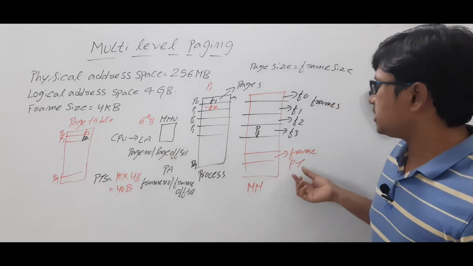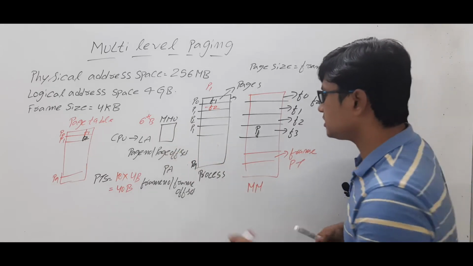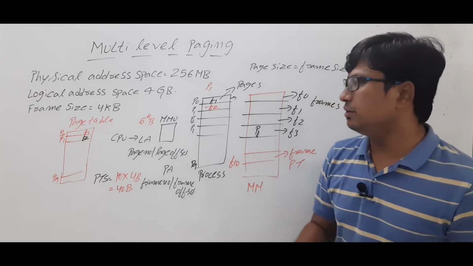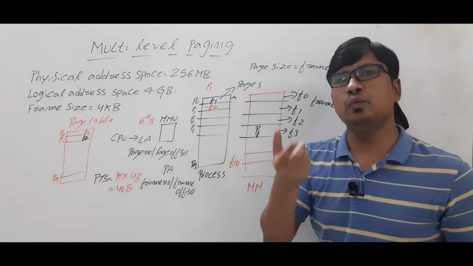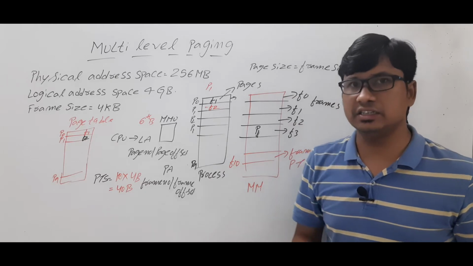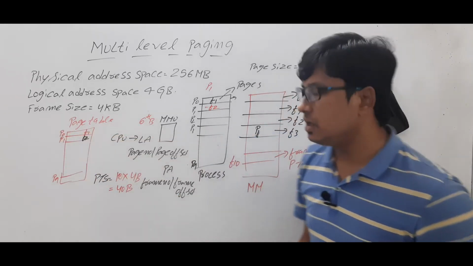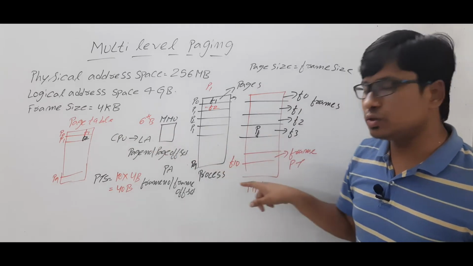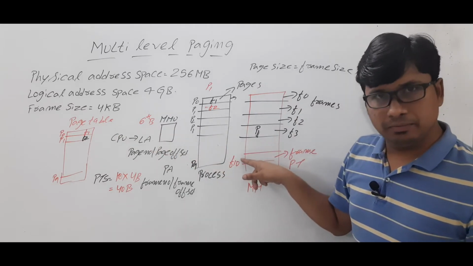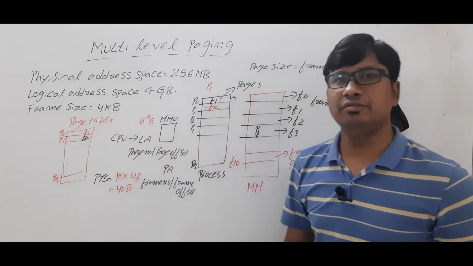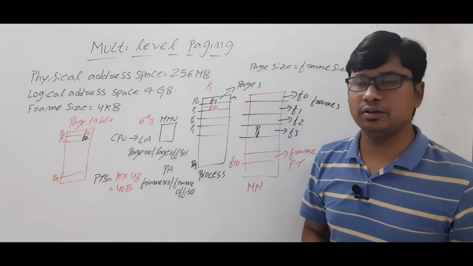Then you can ask me, sir, how does the memory management unit know that the page table is there, suppose in frame number 10? How will that information be available? The CPU will maintain one register. In that register, it will store the base address, meaning the starting address of the page table. So it will go to the base address and then get the particular frame information. Is it clear? Are you able to understand?